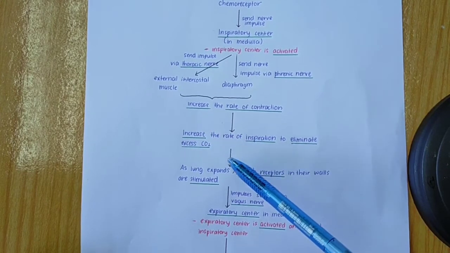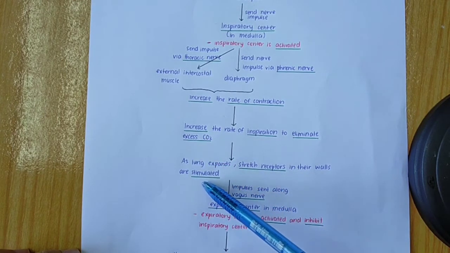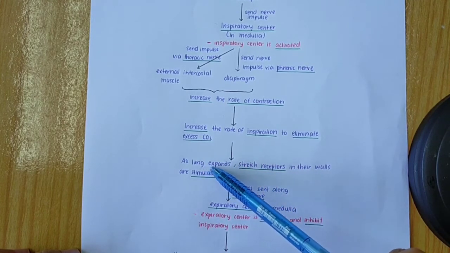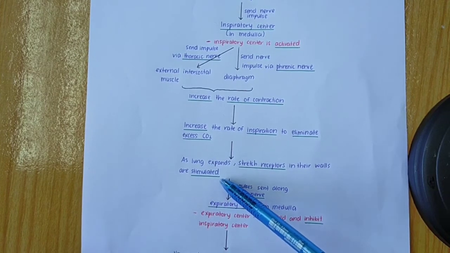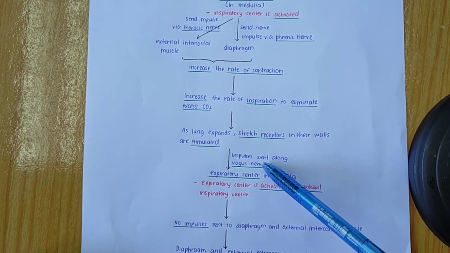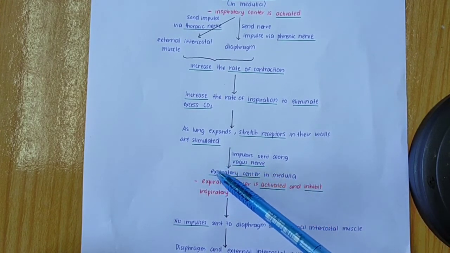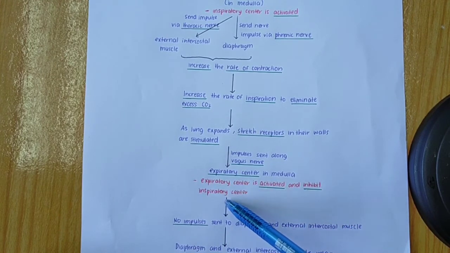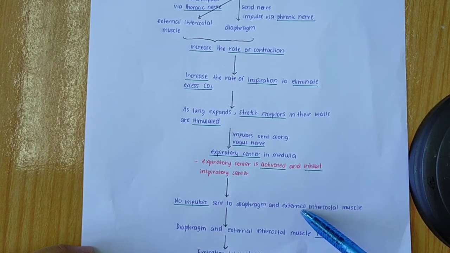Next, as the lung expands, stretch receptors in their walls are stimulated. Remember, stretch receptor is located at the wall of the lung. As the lung expands, the stretch receptor in the wall of the lung will be stimulated. Impulse is sent along the vagus nerve to the expiratory center in the medulla. Once the expiratory center receives the impulse, it is activated and it will inhibit the inspiratory center. So no impulse is sent to the diaphragm and external intercostal muscle.